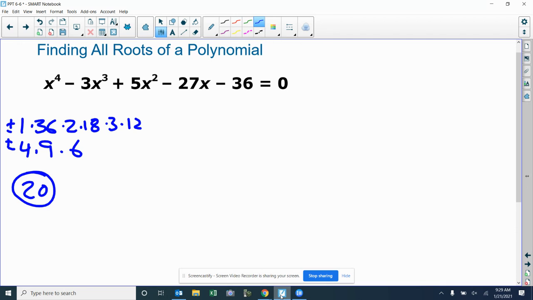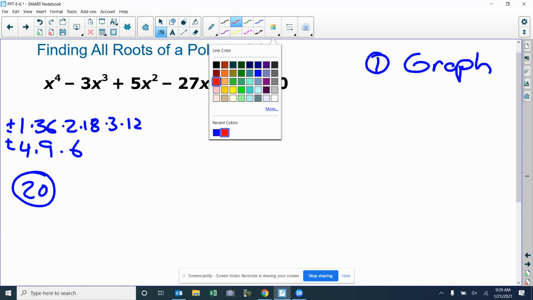Okay, so we're looking for all the factors of 36 right over here. 1 times 36, 2 times 18, 3 times 12, 4 times 9, and 6 times 6. So there's 20 possibilities. So step one, we're going to graph that and try to eliminate some of those, because we got to find 2 before we get to our quadratic.